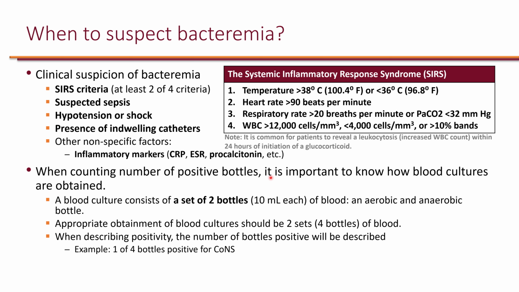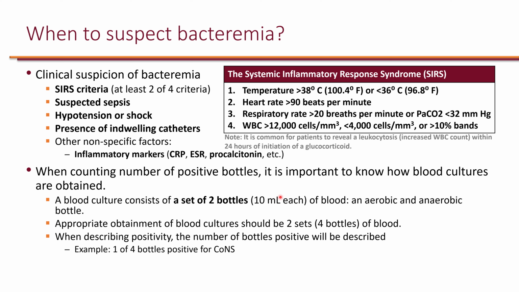Now, when counting the number of positive bottles of blood when we send them to the lab for blood cultures, it's important to know how blood cultures are obtained. In general, a blood culture consists of a set of 2 bottles. Each set has 2 bottles, and in each bottle there's 10 ml of blood. Of the 2 bottles in one set, one is for aerobic and one for anaerobic. The way they grow them in the lab, they require different conditions. So one bottle is used for aerobic conditions, to see if there is any aerobic bacteria growing, and another one is used for anaerobic.